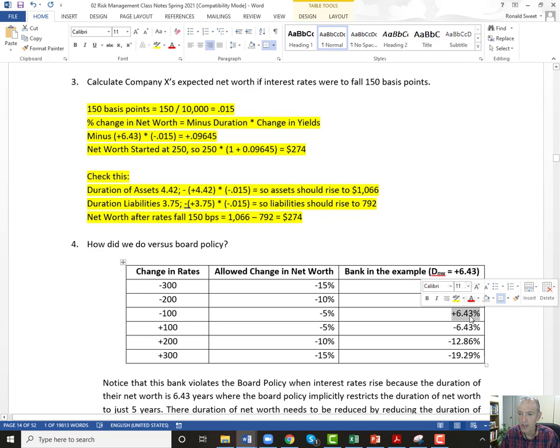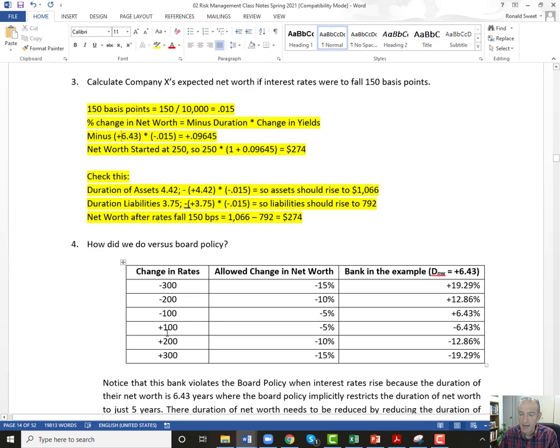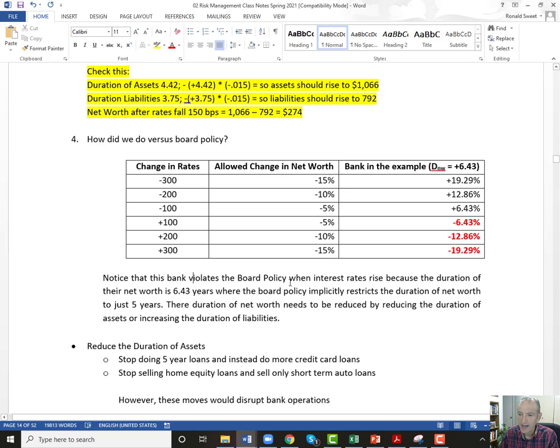So they're in compliance. When are they in trouble? They're in trouble when interest rates rise. Here they say if interest rates rise 100 basis points, so you take minus 6.43 times positive 0.01, you'll see that they lose 6.43%. That's worse than the board allows. So in these 3 scenarios, they are out of compliance with the board's policy. They fail.